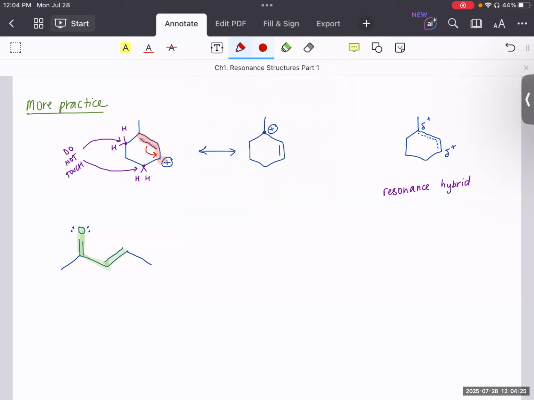And so from here, it's not immediately obvious where we can start. One place that we could start is looking at this carbonyl structure right here, the carbon-oxygen double bond. Whenever we see a carbon-oxygen double bond, one potential place to start a resonance structure is to move a pair of electrons from the double bond up to the oxygen.